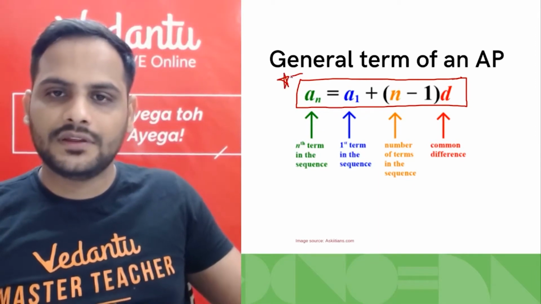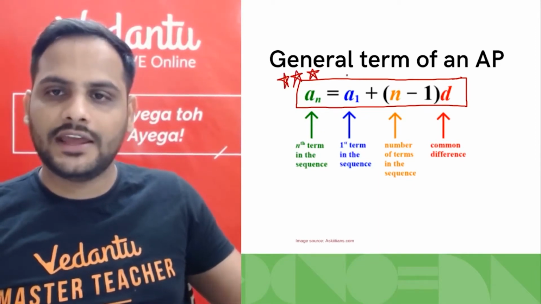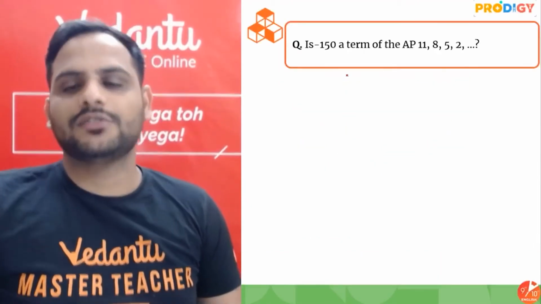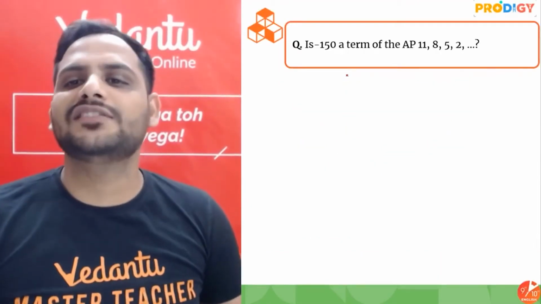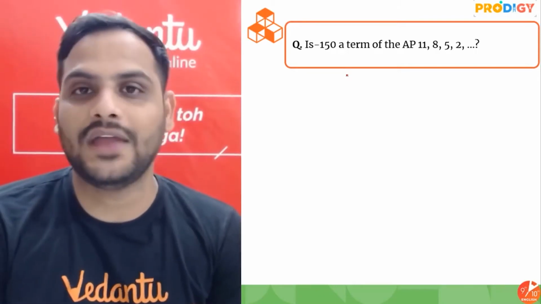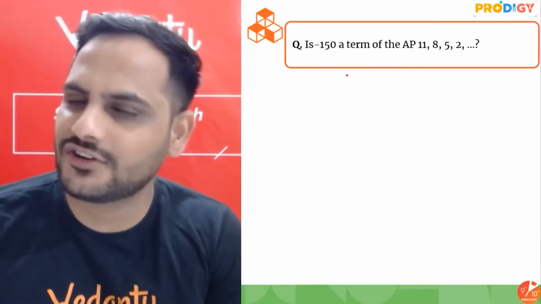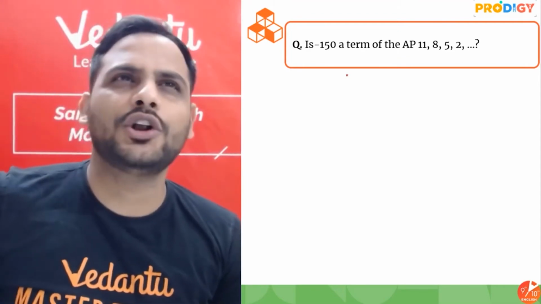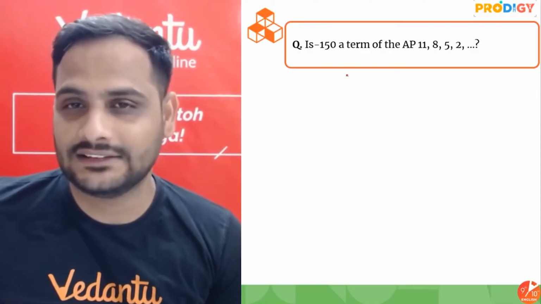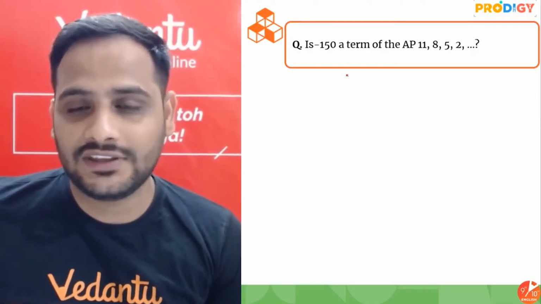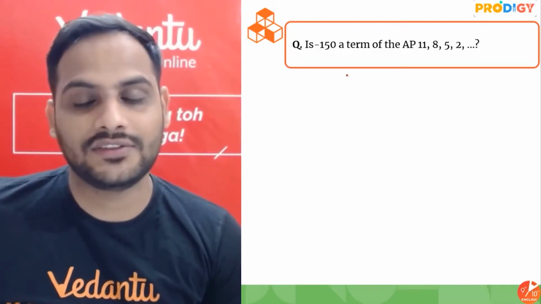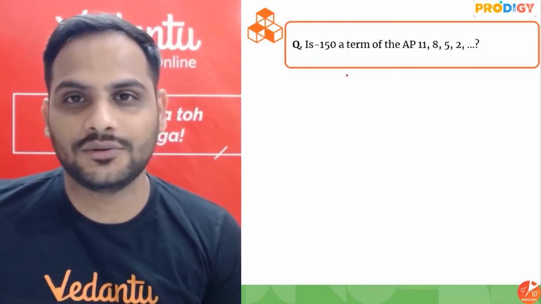The general term of an AP, arithmetic progression. Now let's look at a question. First question: is minus 150 a term of the AP? Coming to the question which I asked you at the start, what will be the possible values of n? I will also see in the comment section how many of you answered the value of n.